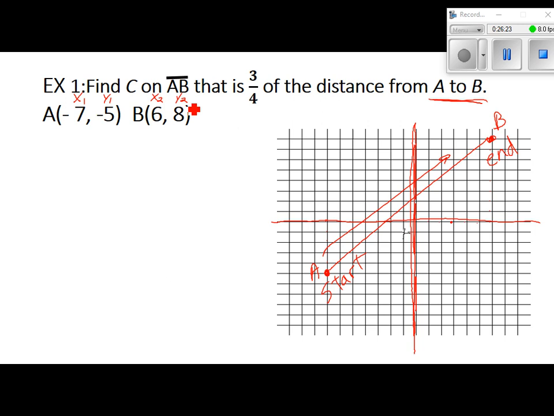So what's the formula tell us to write down first? X1, what is X1? -7. So -7, then what? Plus, is that right? Yeah. A fraction, do we have a fraction this time? Yeah. 3/4, parentheses, then what? X2. What's X2 this time? 6 minus, what's X1? -7. Change that to plus. Grab your calculator.